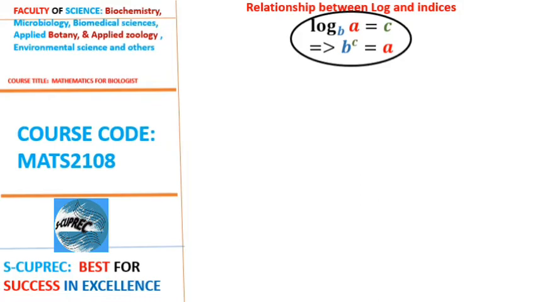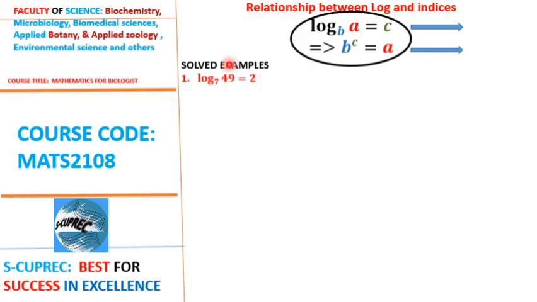Now let's look at the relationship between logarithms and indices. Generally, if we have the log of a to the base b equals c, then it simply implies that b raised to the power c is equal to a. Please take note of this; this relationship is very, very important. We call this one the log form, and this other one the index form.